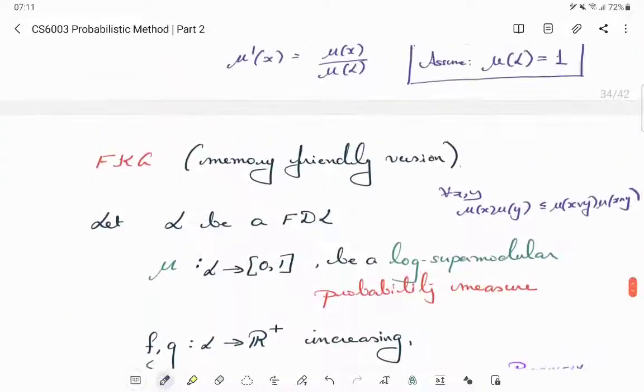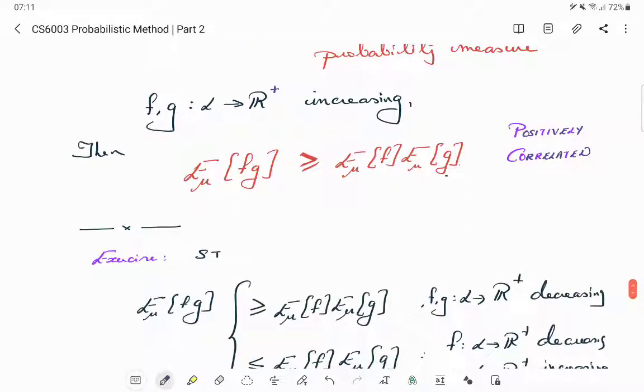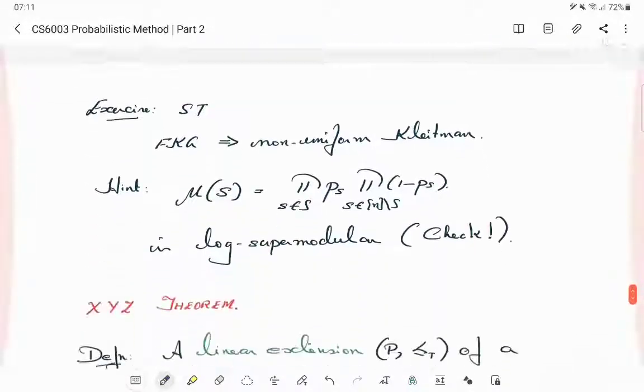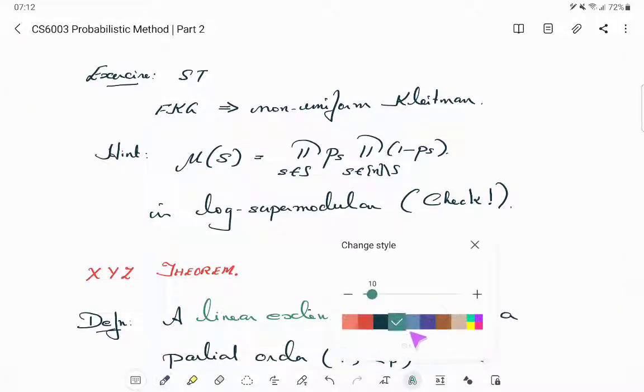Yeah, so what is the summary? Let me write it down because that's the way I have proved it, and maybe I'll be sharing these notes. So on a finite distributive lattice, if you have a log supermodular probability function, then any two increasing functions on the lattice are positively correlated. Okay, and from that you can easily derive the other corollaries.